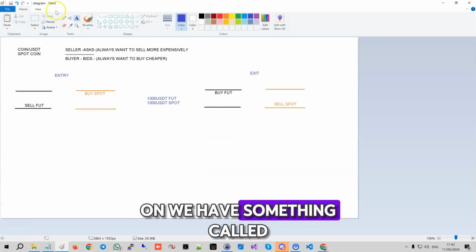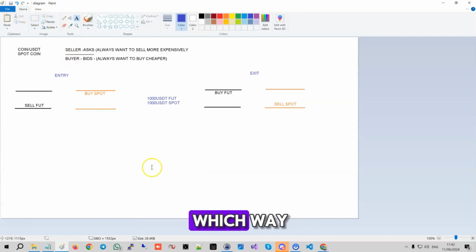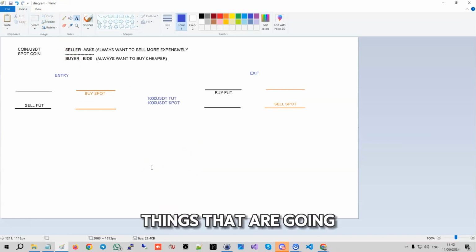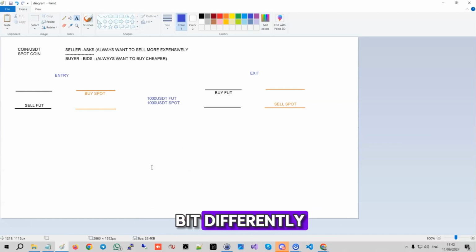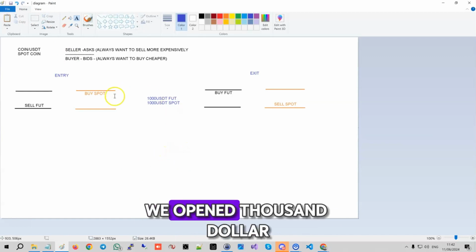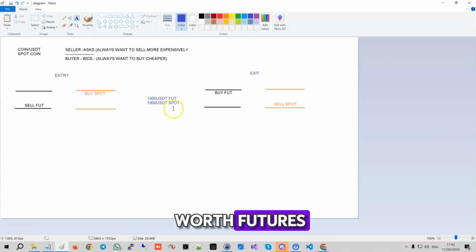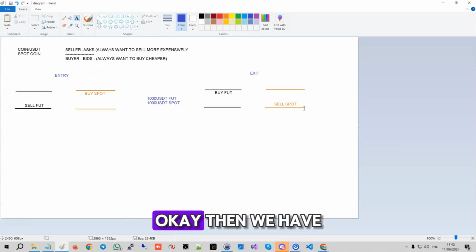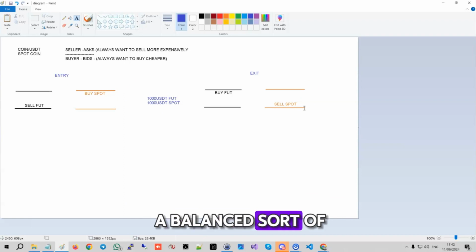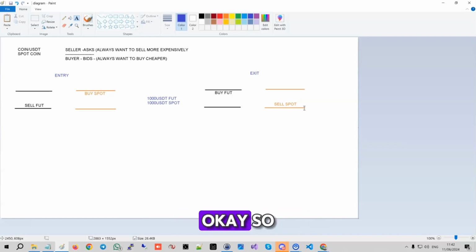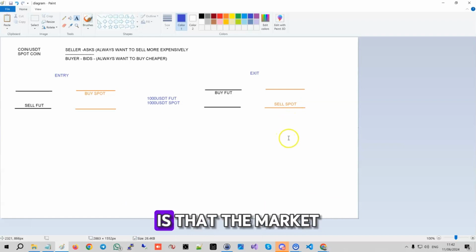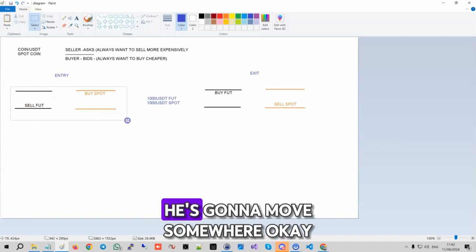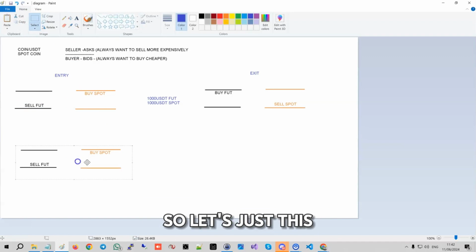We have something called, and we don't care which way, and this is a laboratory experiment. Obviously, there are things that are going to go a little bit differently. But let's imagine we opened $1,000 worth of futures, $1,000 worth of spot. That happened instantly, okay? And we have a balanced sort of hedged position, okay? So what's going to happen now is that the market is going to start and it's going to move somewhere, okay? So let's just copy this.